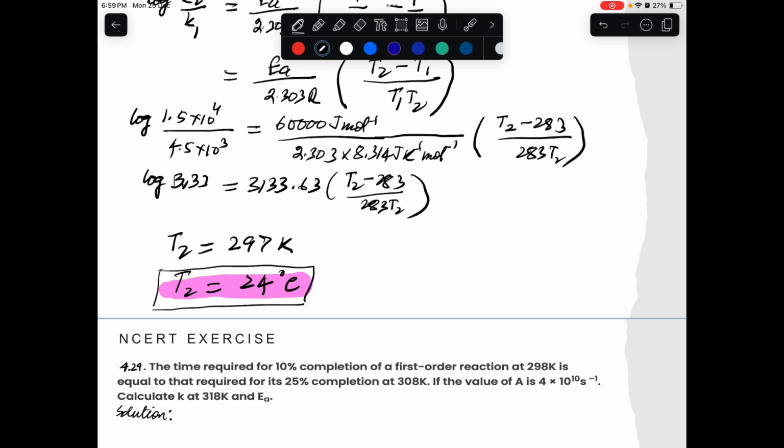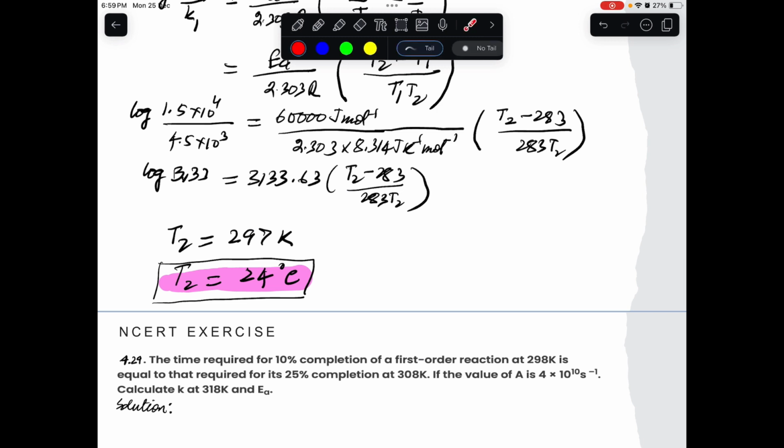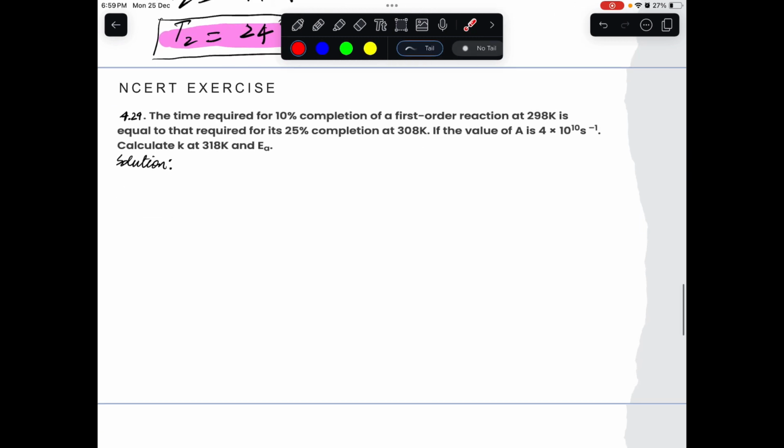Come to the next question, 4.29. In 4.29, they have given that the time required for 10% completion of a first order reaction at 298 Kelvin is equal to that required for its 25% completion at 308 Kelvin. The value of A is given and we have to calculate the rate constant at 318 Kelvin and the energy of activation. Okay, so two values we have to find out: the value of K at 318 and the value of energy of activation.